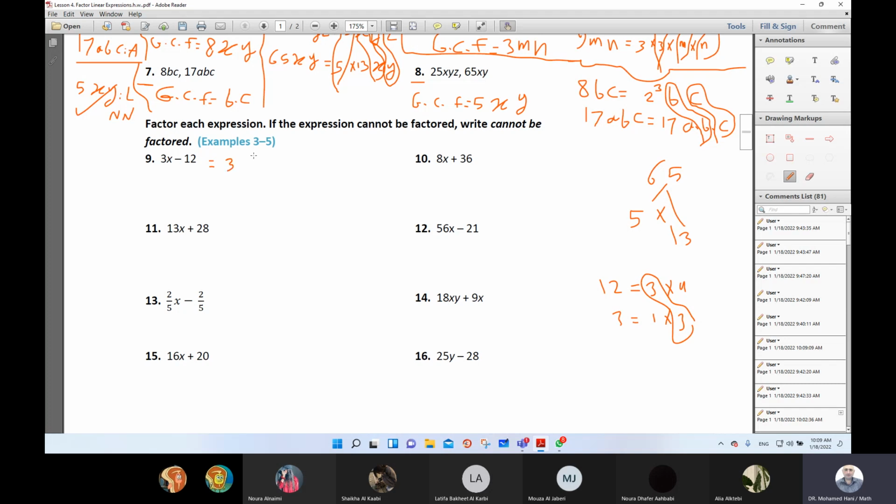So write the GCF, then open parenthesis. Then take the first term, 3x divided by the GCF, 3x divided by 3. 3 divided by 3, 1. 1x means x. So the answer will be x. Then here we have minus. So write here minus. Then take the second term, 12 divided by the GCF, divided by 3. Equal 4. So the answer here will be 4. Now I want from all to try number 10, please. Then tell me what is your answer.